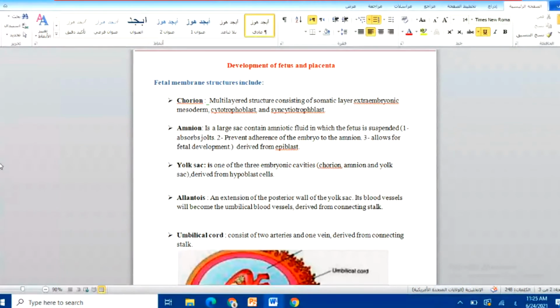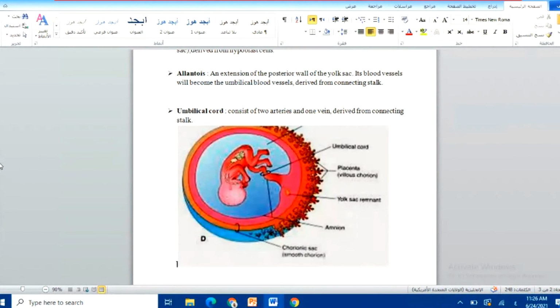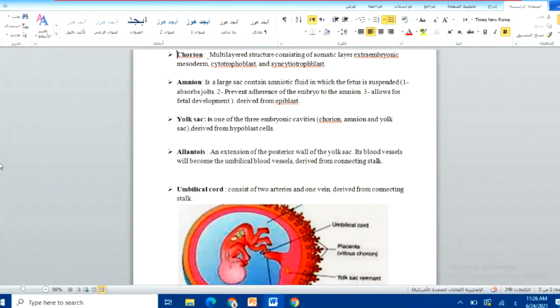Okay, so the development of the fetus and the placenta. The fetal membrane structures include chorion, amnion, yolk sac, allantois, and umbilical cord. We agree on those. We just need to know that the chorion consists of the somatic layer of extra-embryonic mesoderm, cytotrophoblast, and syncytial trophoblast. You need to know this; I could ask it in the multiple choices.